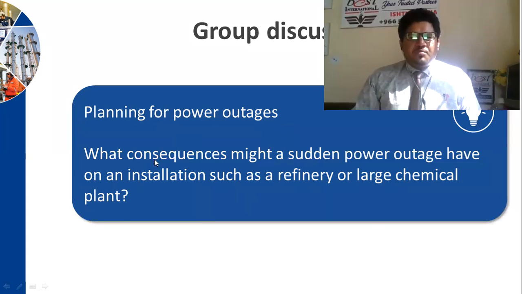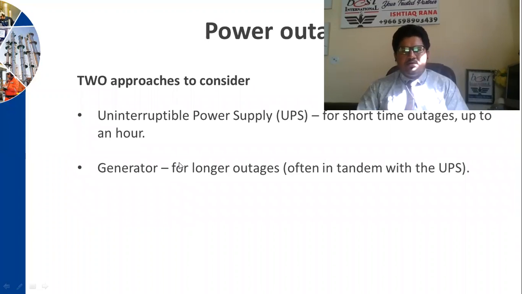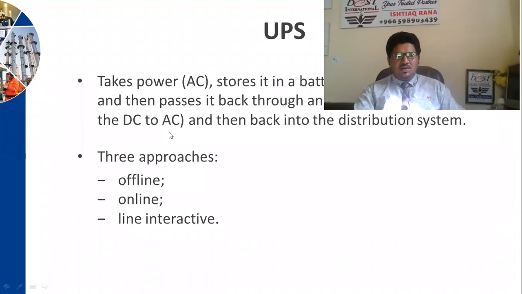Now, planning for a power outage. What consequences might a sudden power outage have on an installation such as a refinery or large chemical plant? So just what consequences would there be? Two approaches to consider: an uninterrupted power supply, like a UPS, for short outages of up to an hour, and a generator for longer outages, often in tandem with the UPS.